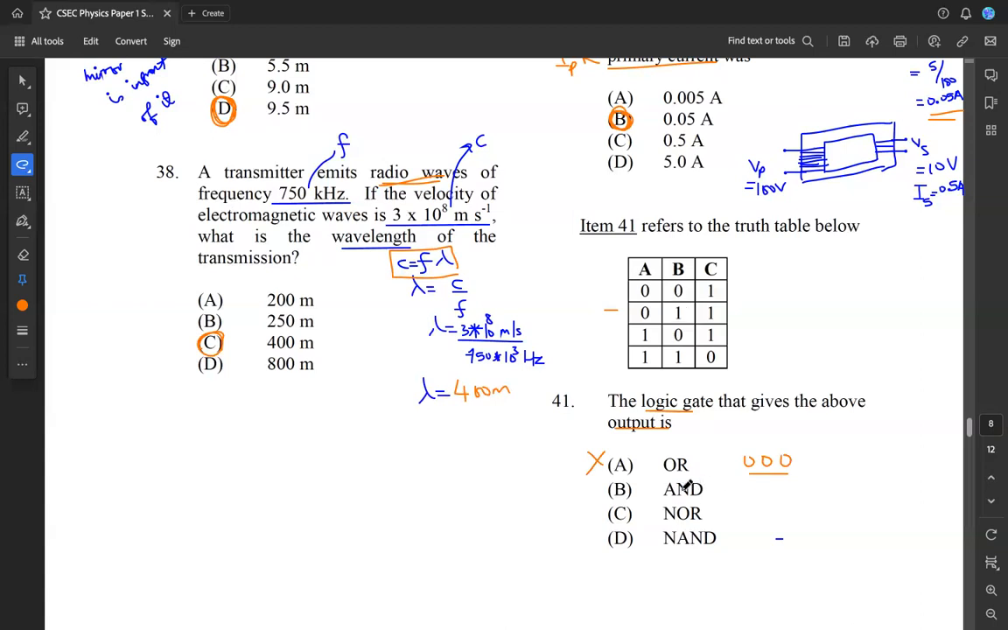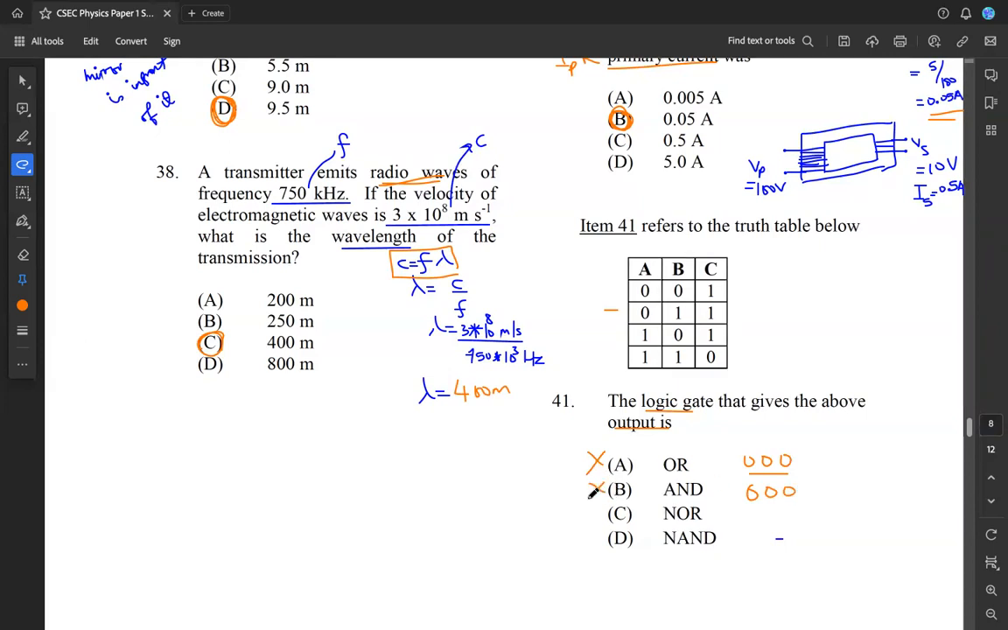So if we look at an AND gate now, in an AND gate, if we have 0 0, what would we get? We would get 0. So we know that an AND gate is not our answer, because in the question they told us that this particular logic gate is going to do 0 0 1, and an AND gate would do 0 0 0. So we know that this is wrong.